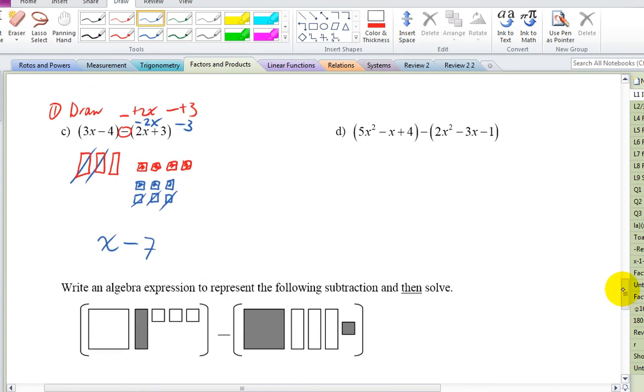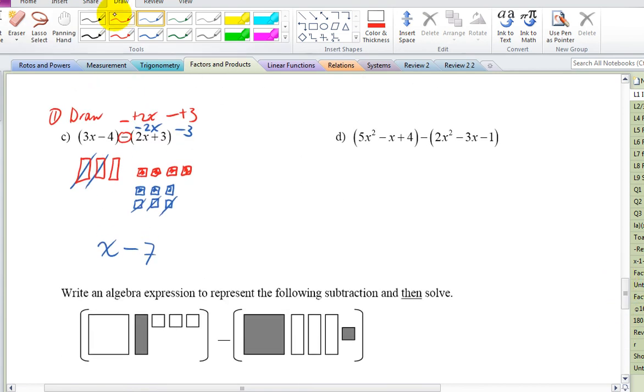Okay, that's down there. Okay, D, go for it. Okay, so number 1, you want to draw this. And then number 2, you want to subtract each piece.